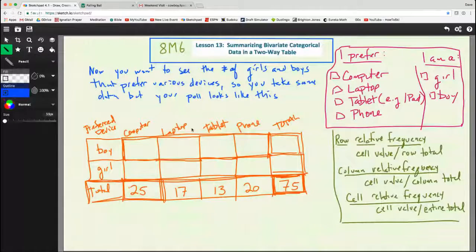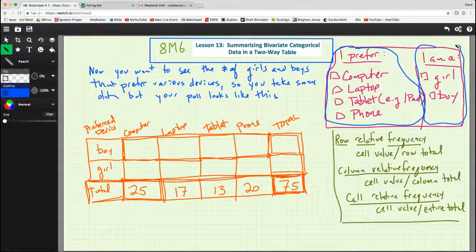So I created an additional poll. Notice what I'm doing here. I gave another poll where I said, I prefer computers, laptops, tablets, or phone. But then I also, on that same piece of paper, said, I am a girl or I am a boy. So notice what we did. We now should have the same totals, because 25 students preferred computers, 17 laptops, 13 tablets, and 20 phones. But I got more data here.